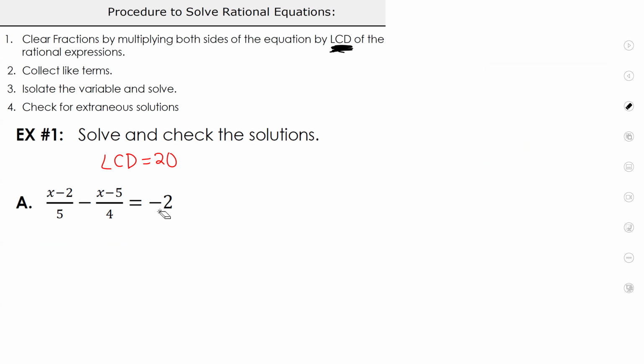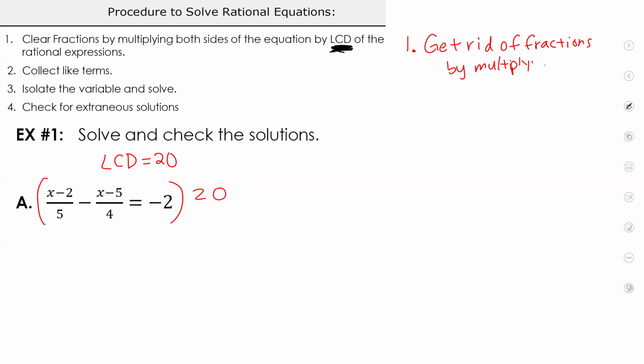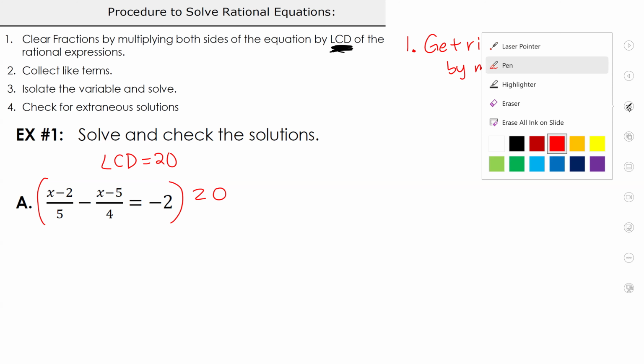Okay, so what that means, we're going to multiply this entire problem by 20. That is what step 1 says. If you do not understand this sentence, rewrite it in simpler terms. Get rid of fractions by multiplying by the least common denominator. That is what step 1 is saying. So guys, let's go ahead and multiply by 20.